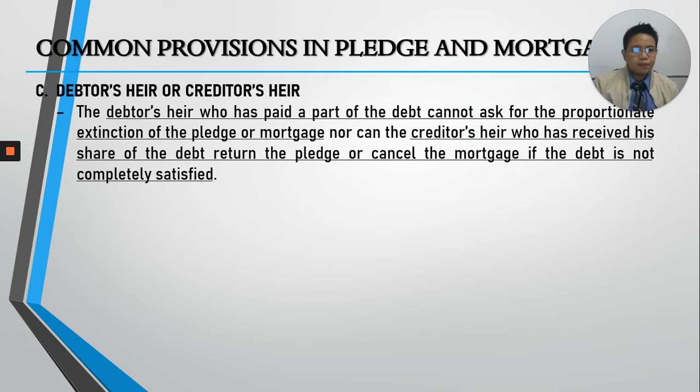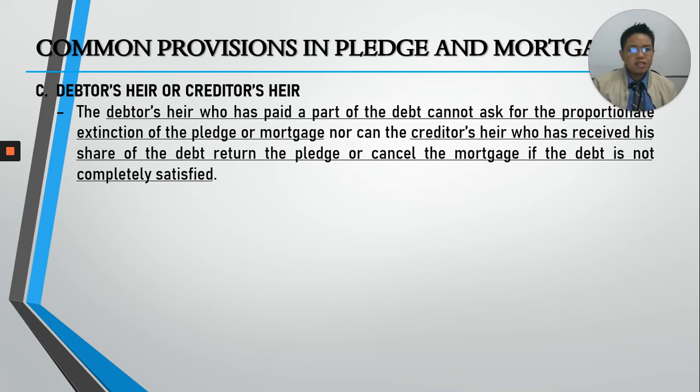Anong example niyan? Debtor is indebted to creditor, let us say 1 million, tapos it is secured by a parcel of land na mayroong 200 square meters. So, para makatotohanan yung example. So, anyway, 1 million, tapos secured by a parcel of land with an area of 200 square meters. Tapos namatay si debtor, leaving 2 heirs. Now, heir number 1 pays for his proportion of the liability. So, nagbayad siya ng 500,000.